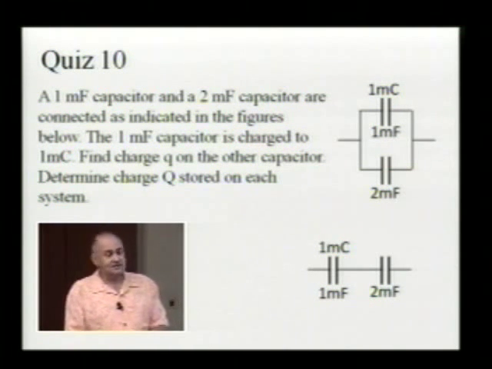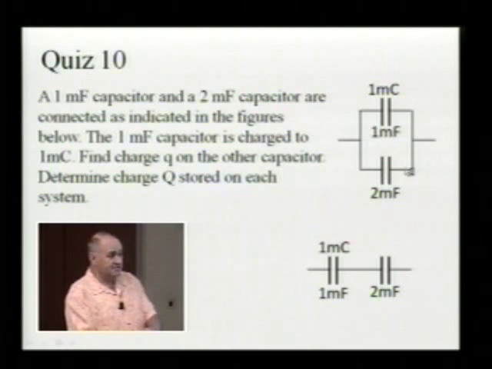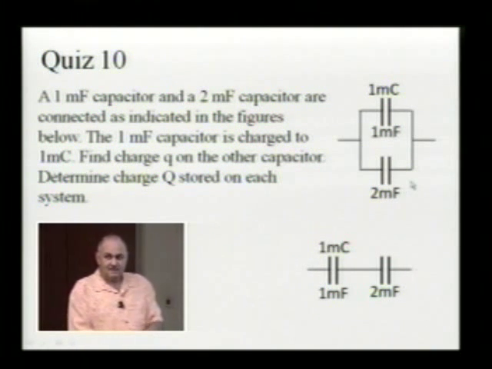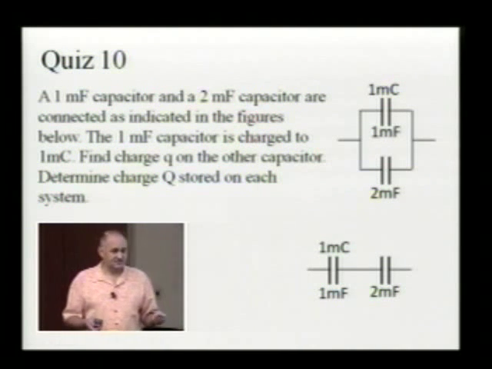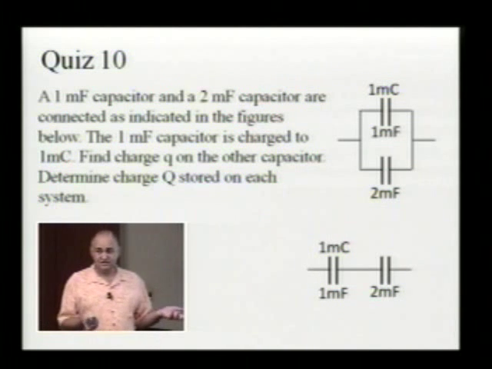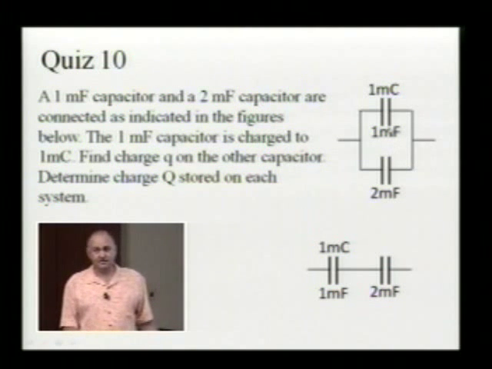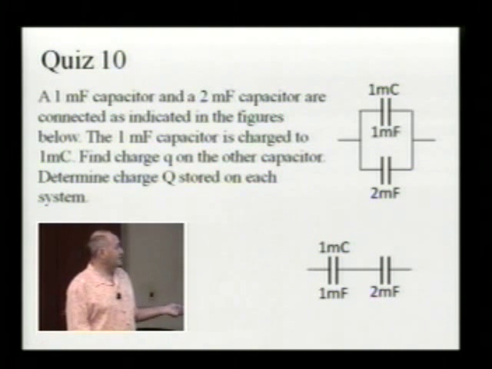These 2 capacitors are connected in parallel, and we figured out that we have the same potential difference across this capacitor and across this capacitor. Since charge stored on a capacitor is equal to capacitance multiplied by potential difference, if potential differences are equal, and one capacitor has twice the capacitance of the first capacitor, then charge on the second capacitor is 2 millicoulombs.